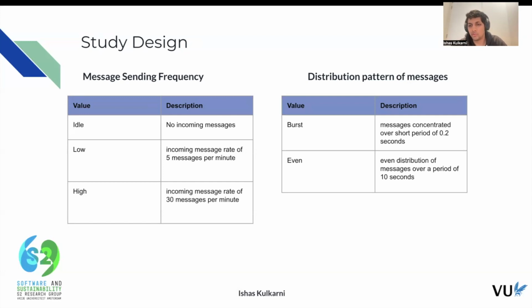Similarly, for the distribution pattern of push notification messages, there are 2 levels we have set up in our experiment, which are burst and even. In the case of burst, messages are concentrated over a short period of 0.2 seconds, and for even, the messages are evenly distributed over a period of 10 seconds.